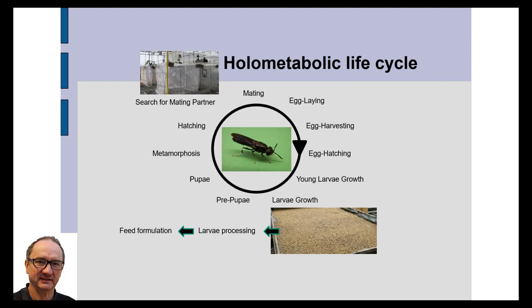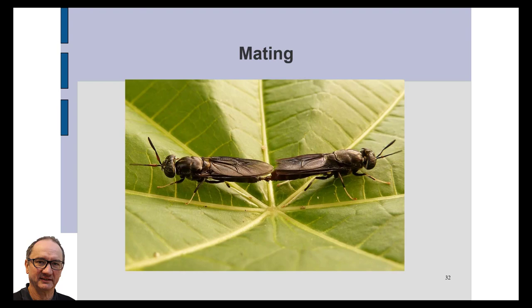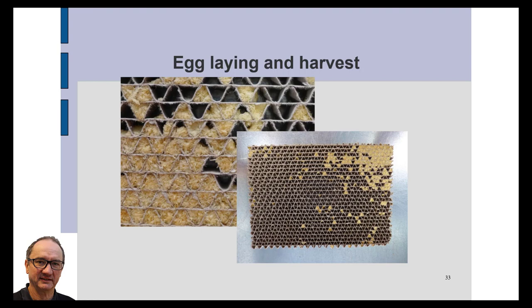So here you see the fly cages, about 50,000 flies, and in the upper corners, the cardboards where we collect the eggs. Next, please. The mating: the female on the left-hand side is a little bit bigger than the male. The bigger females we have, the more eggs they can carry. That is about 500 eggs that a female lays. Next. These are the eggs collected in the cardboards where we harvest them.